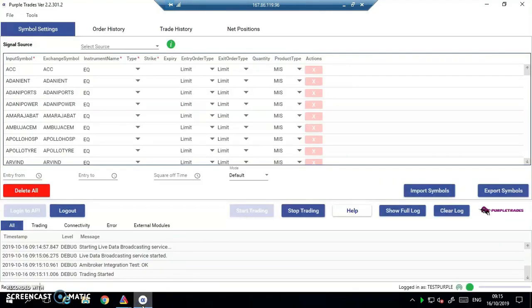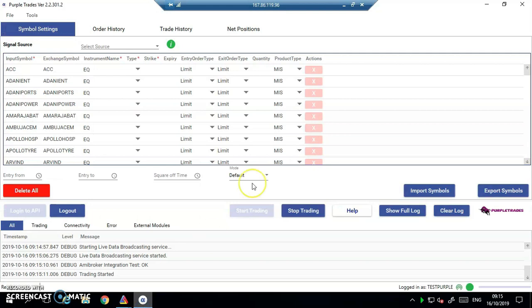Now I'm quickly logging into my bridge, and you can see that the entry order type and exit order type are limit order and not market order, because I want to place limit orders. I don't mind even if one or two orders do not complete because the market has shot up, but I don't want to give away on spreads. That's why I'm giving entry order type and exit order type as limit rather than market.